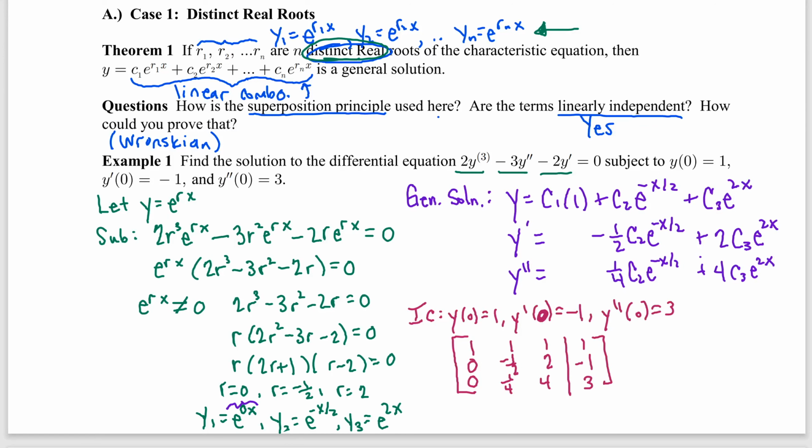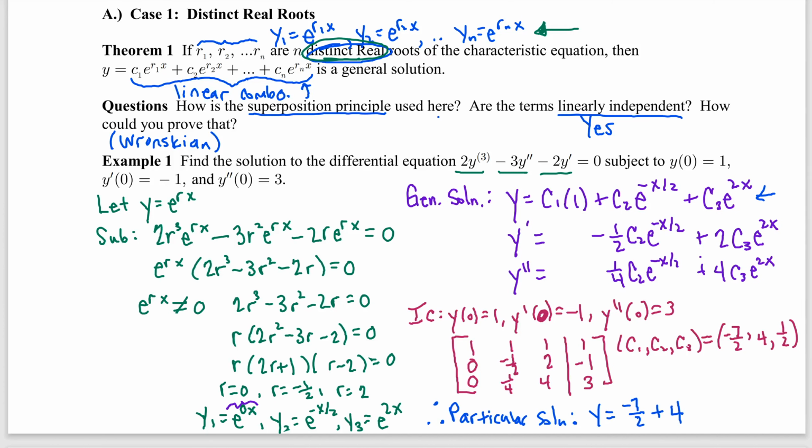So we can plug that into our graphing calculator and translate the matrix to reduced row echelon form, and we would obtain the solution. C sub 1 is -7/2, C sub 2 is 4, and C sub 3 is 1/2. We can say, therefore, our particular solution, using this as our guide, is y equals C sub 1, that's -7/2, plus C sub 2, that's 4, e to the negative x over 2, plus C sub 3, or 1/2, e to the 2x.